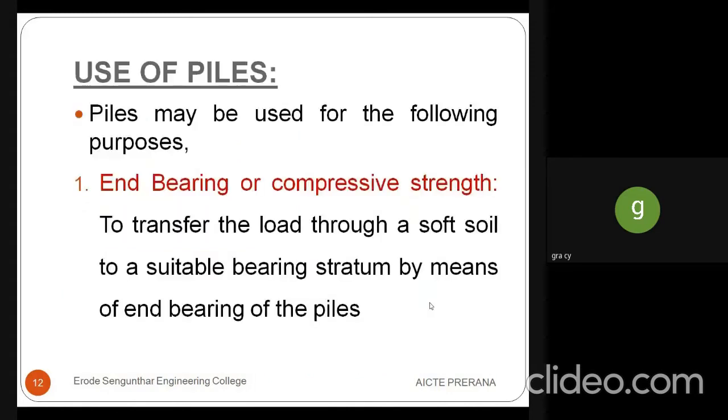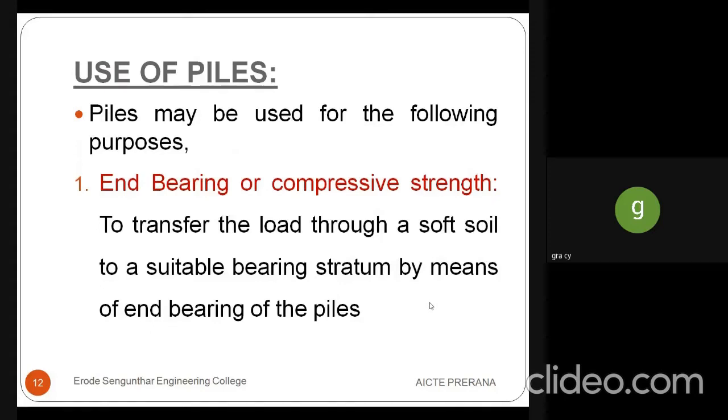So these are the uses of the piles. Piles may be used for the following purposes. First thing is we have to check the end bearing or compressive strength. This is used to transfer the load through a soft soil to a suitable bearing stratum by means of end bearing of the piles.